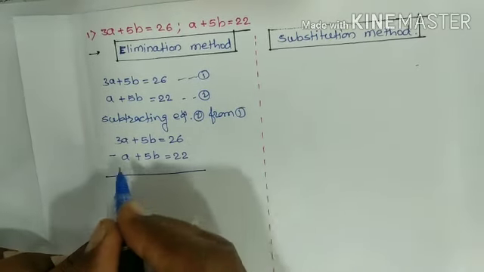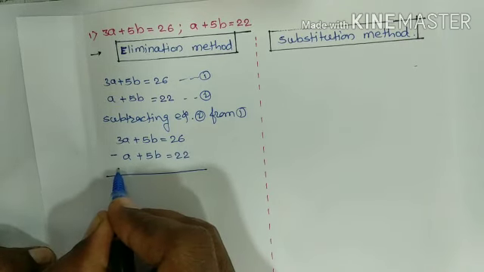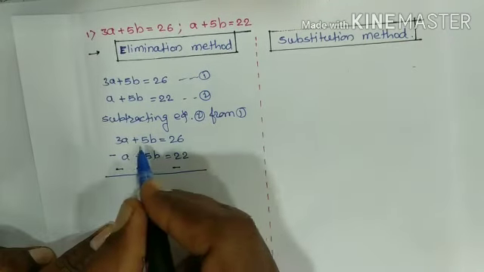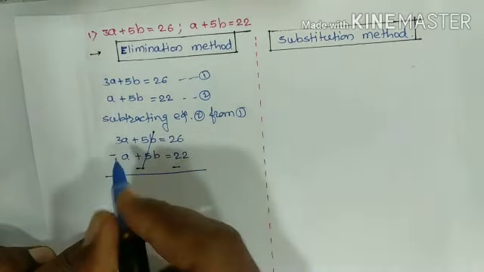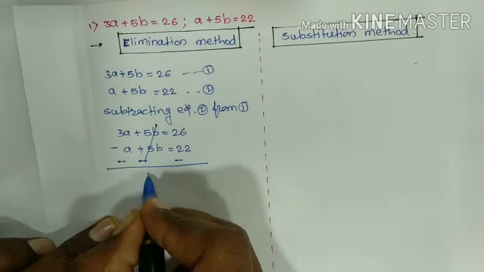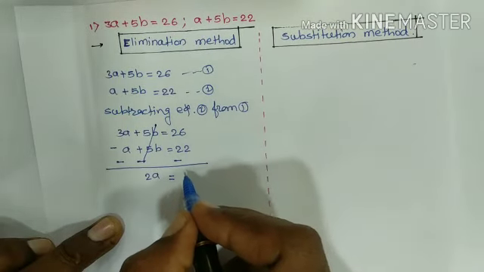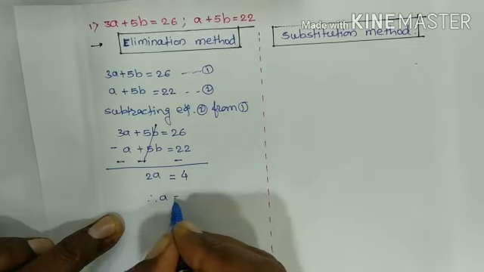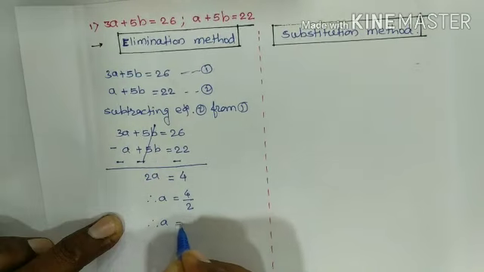Subtraction is here, so we change the sign of each term of the second equation. Minus, this one is minus and this one is minus. Plus 5b minus 5b, this term gets eliminated. Then 3a minus 1a equals 2a, and 26 minus 22 equals 4, and therefore a equals 4 by 2, and therefore a equals 2. 2 twos are 4.